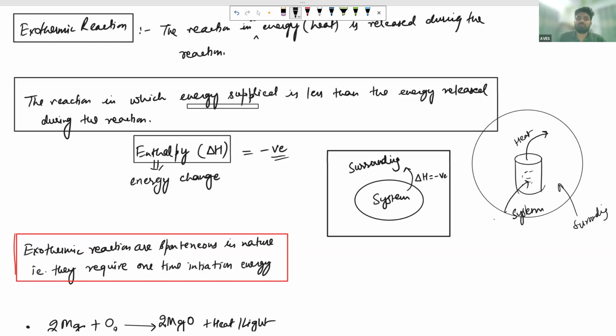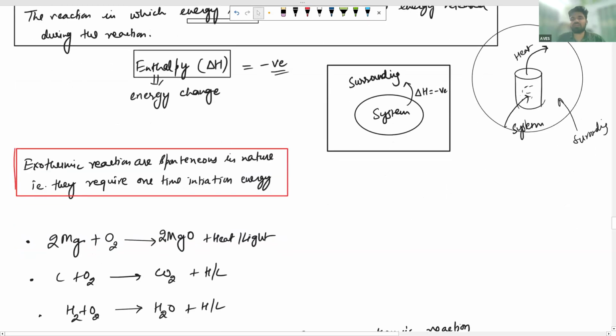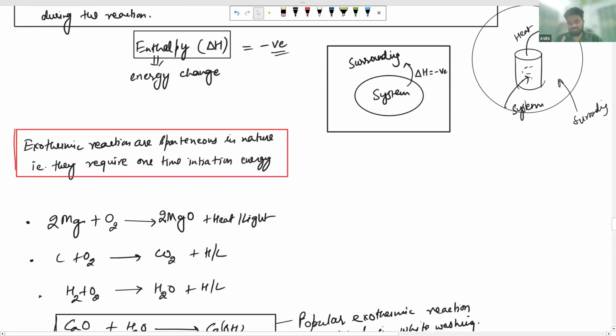Noted? Yes, sir. Exothermic reactions are called spontaneous reactions. Why do we call it spontaneous reaction? Because spontaneous means if the exothermic reaction starts, these are spontaneous reactions because they require only one-time initiation energy.